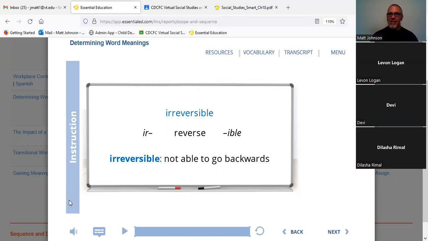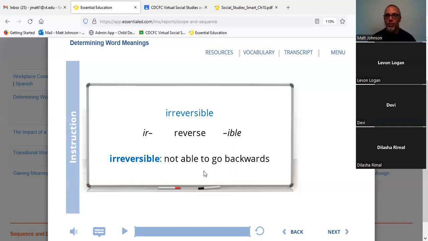Prefixes tend to direct the word in a certain direction, either in opposition of or encompassing how widely the word applies to something, right? And this is a perfect example. So reverse is our root word. Ir, right, is telling us that it's not, or the opposite. A lot of times that's the definition of that prefix. And able, as she said, right, often means it's capable of doing something. So not reversible, right? Unable to reverse. That's the idea there.